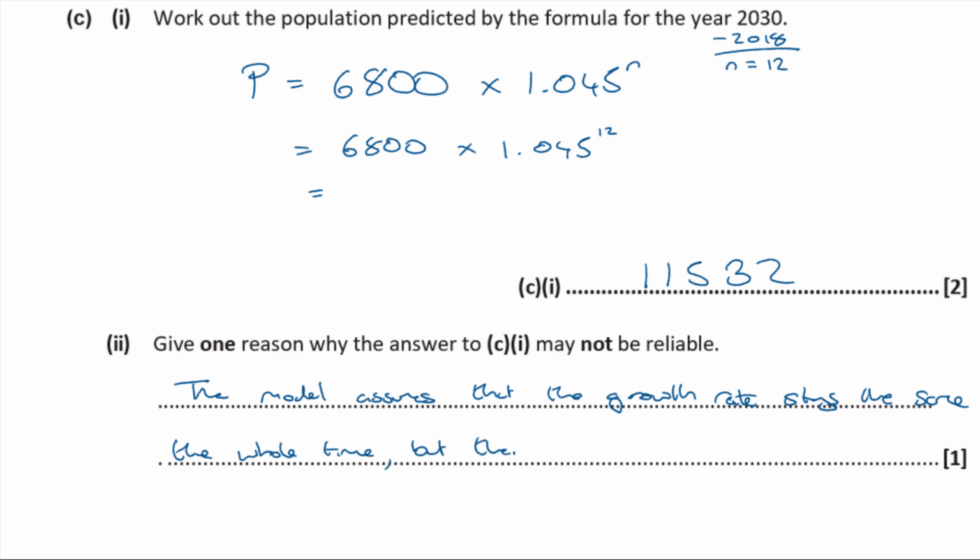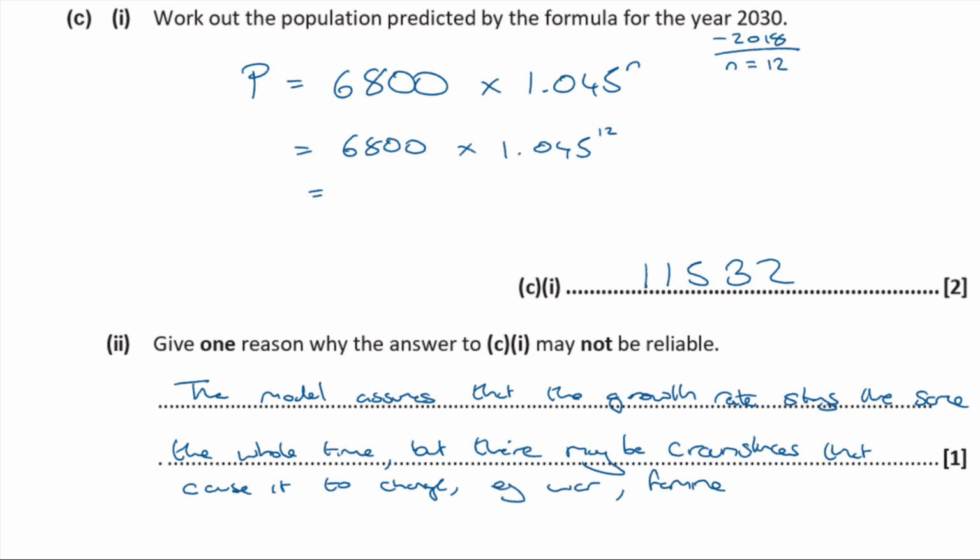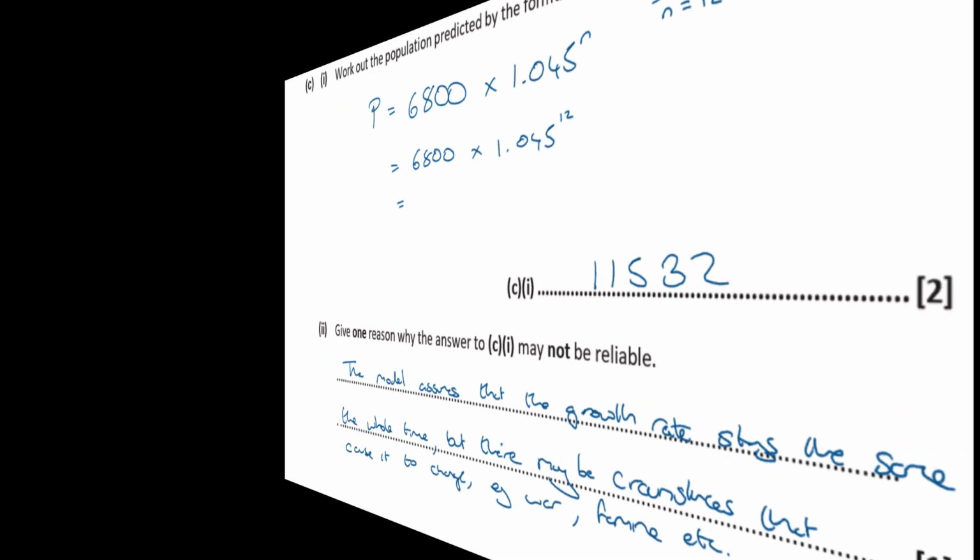but there may be circumstances that cause it to change. I'm just going to write down a few, like e.g. war, famine, etc. Any reason could be a good thing as well. I don't know. People could be given more taxes to have babies. I don't know.